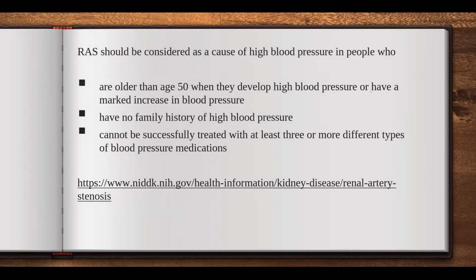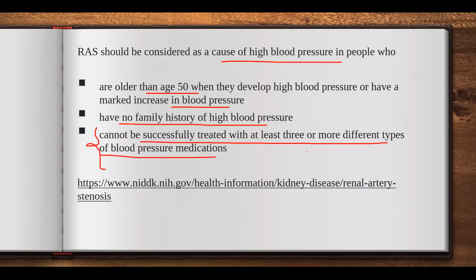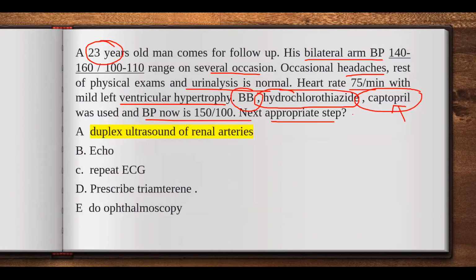If we look at renal artery stenosis, it should be considered as a cause of high blood pressure in people who are older than 50 who develop high blood pressure or have a marked increase in blood pressure, have no family history of high blood pressure, or cannot be successfully treated with at least 3 or more different types of blood pressure medication. This is our patient. If you're using 3 drugs in their maximum dose and someone's blood pressure is still not controlled, you should always look for this sort of secondary hypertension cause. So look for renal artery stenosis, because young patients most likely tend to get renal artery stenosis. So what do you want to do? You want to do a duplex ultrasound of the renal arteries.